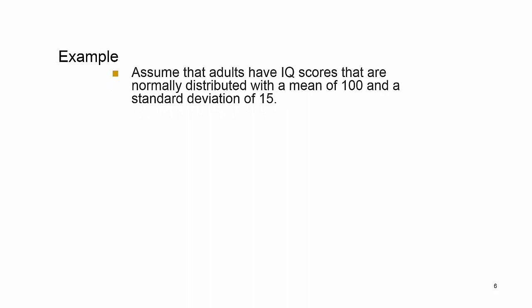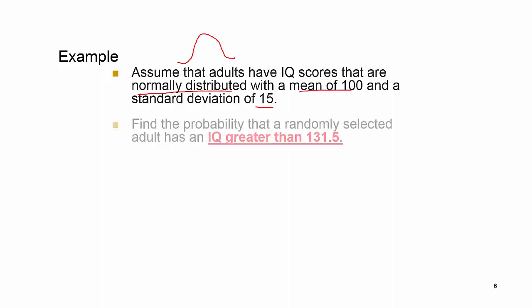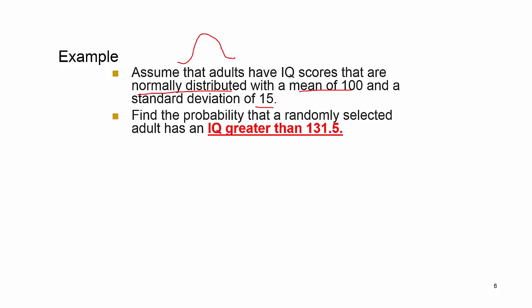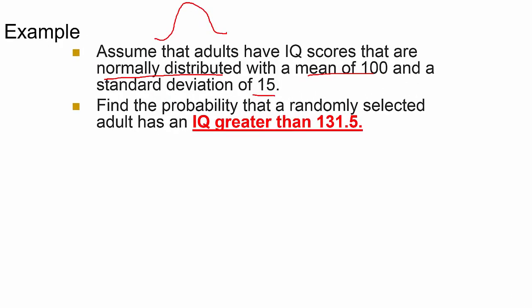Here's an example. Assume that adults have IQ scores that are normally distributed with a mean of 100 and a standard deviation of 15. So this is not a standard normal distribution. It is normally distributed. So whenever you see that phrase, you know you're working with the bell-shaped distribution curve. But the mean is not 0, it's 100, and we have a different standard deviation. So what I'm going to do is find the probability that a randomly selected adult has an IQ greater than 131.5. So what I need to do is convert that.